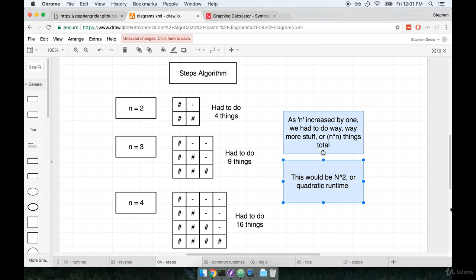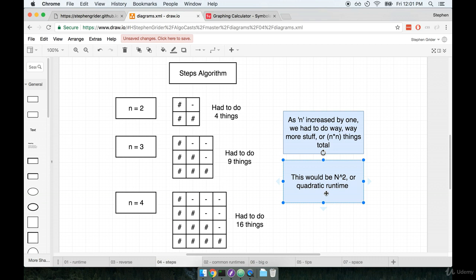So we get these different kinds of terminology for identifying our runtime. We get this equation-looking thing right here, which is the n squared, and we also have this nomenclature or verbal form. We would identify this as quadratic in this case.